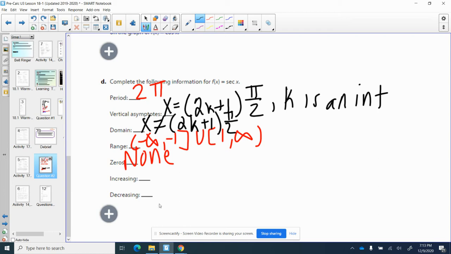Now, the main thing you really need to know out of these two is that the period of these parent functions is 2 pi, and that our vertical asymptotes are occurring where we have hit the midline. Those are the two big things you need to know about our two parent functions of cosecant and secant.